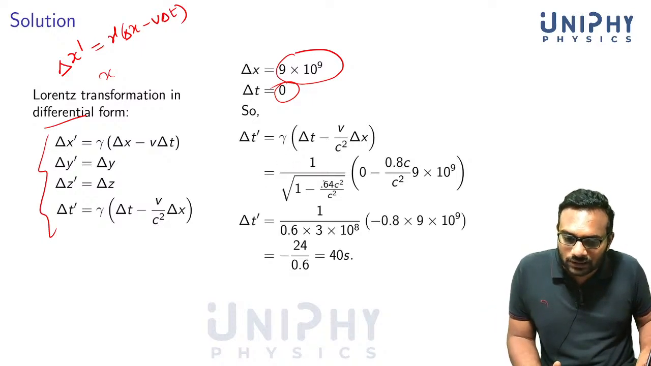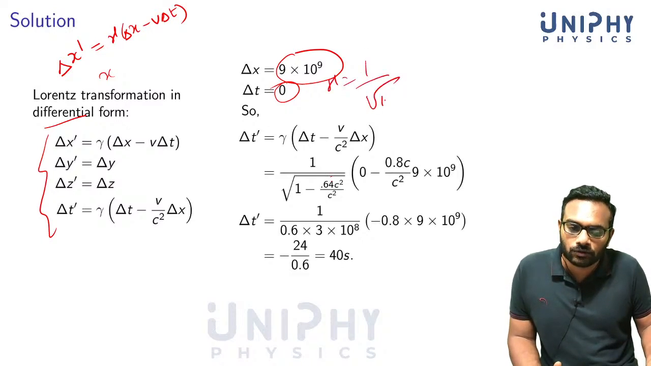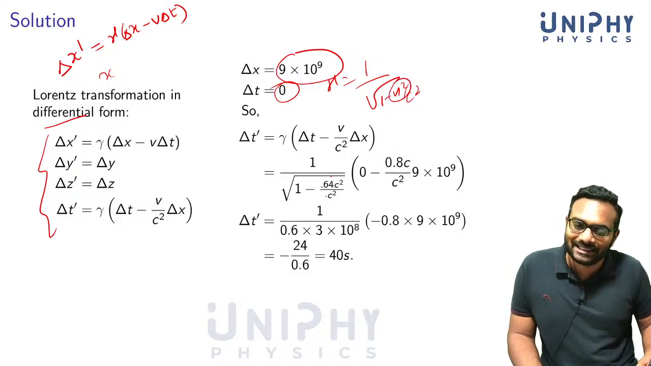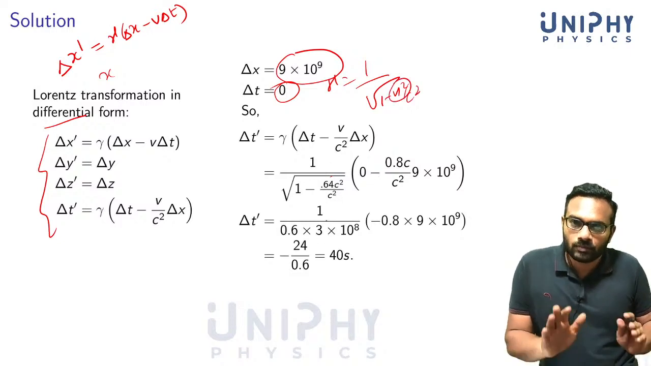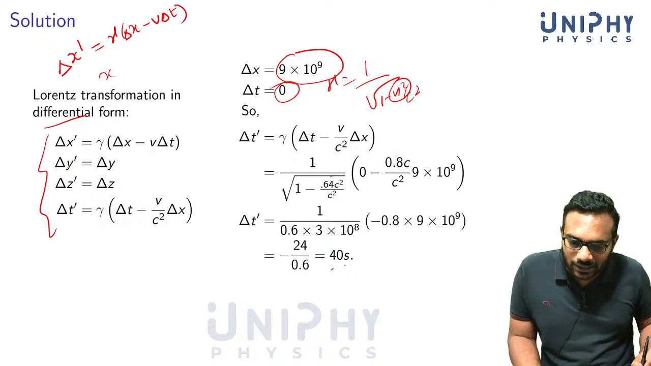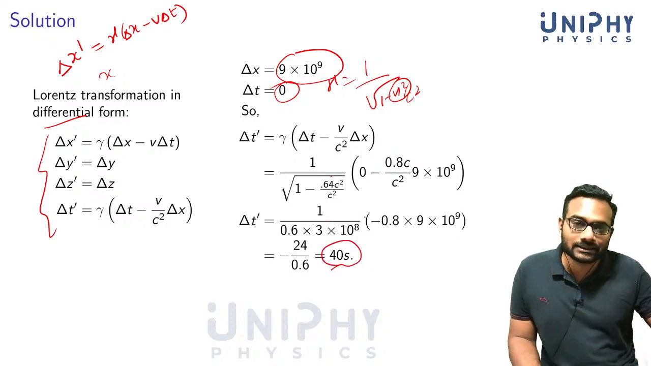And the velocity is also given, where gamma is equal to 1 by square root of 1 minus u square by c square. The velocity is given as 0.8 c. So you just substitute, do the calculation, and you will get the answer as 40 seconds. That's the correct answer.